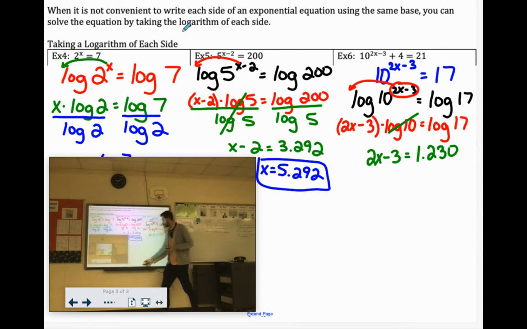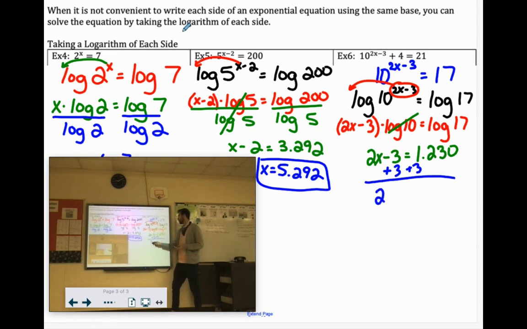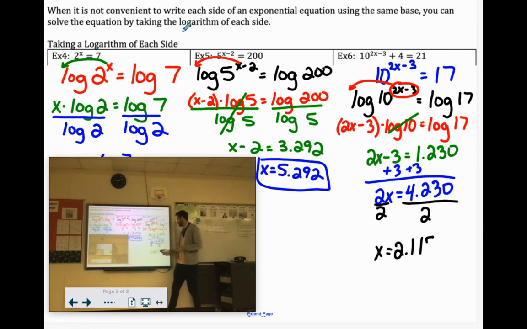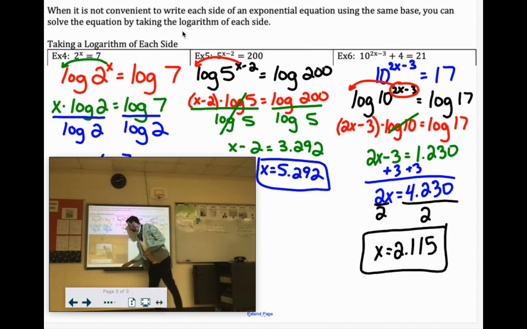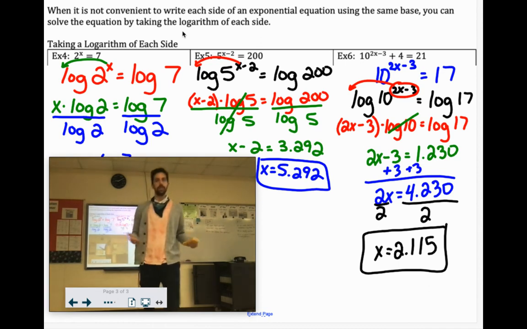So we have a couple steps now. We're going to have to add the 3, which will give us 2x equals 4.230. And then we'd have to divide by the 2. 4 divided by 2 is 2. 2 divided by 2 is 1. 30 divided by 2 is 15. So 2.115. That's it, folks. We did it. Day 1 in the books.